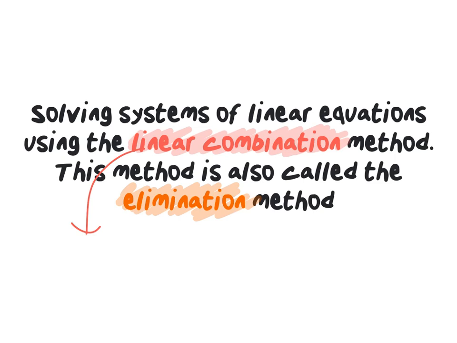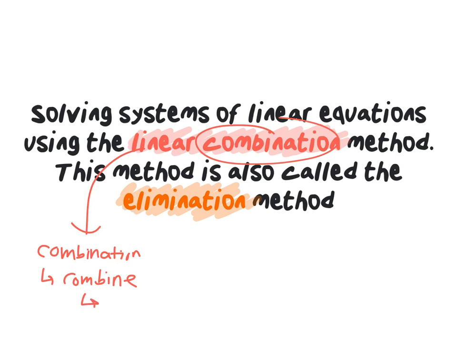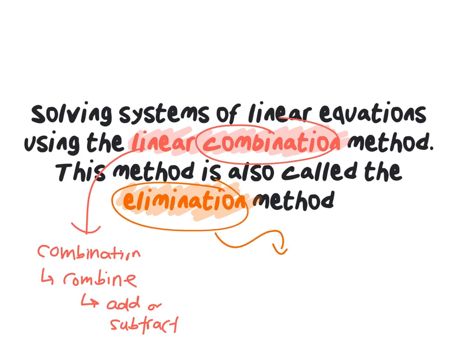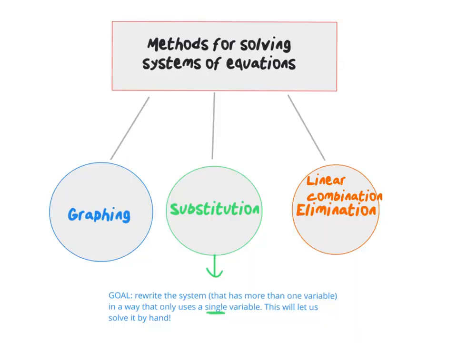So the first really important thing is the word combination. It obviously comes from the word combine. And in math, there's two ways we can combine things. Combine either means add or subtract. In math, the word elimination is also really important. Eliminate means get rid of something. So the name linear combination actually is very descriptive of what we're going to do.